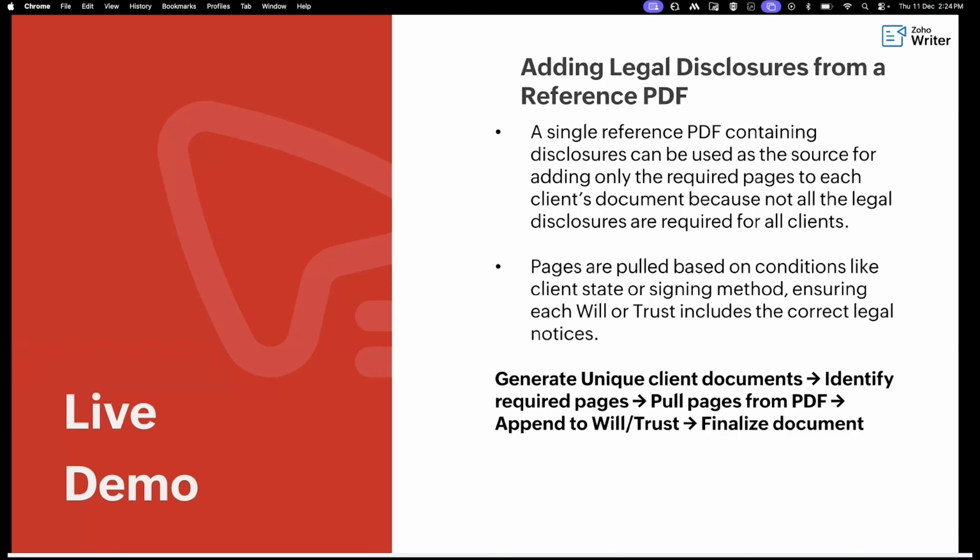Absolutely, Sini. That is what we are going to do and show now. Zoho Writer's advanced PDF automation makes this process completely seamless. You can store a single disclosure PDF in OneDrive, and when a new will or trust is generated, Writer can identify the client's state, signing preference, or any other condition and pull just the pages you need. For example, let me show it here.